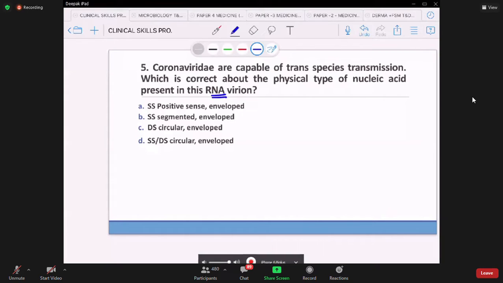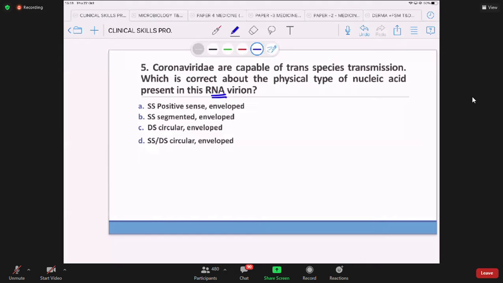So if you look at the data, I think I'm having correct answers from most of the people. This would be a single-stranded virus, and this is going to be a positive sense enveloped virus. So this is pretty straightforward, guys, pretty an easy one.